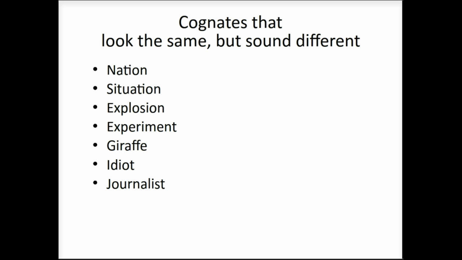The next type of cognate are words that look the same as the English, but will sound different in German. When you see each of these words listed, you recognize them, you know what they mean, but when I pronounce them in German, you're going to hear that they sound very different, because in German these words are Nation, Situation, Explosion, Experiment, Giraffe, Idiot, and Journalist.